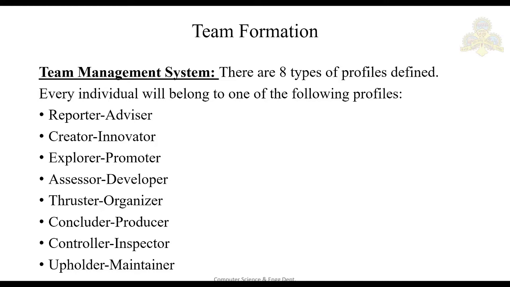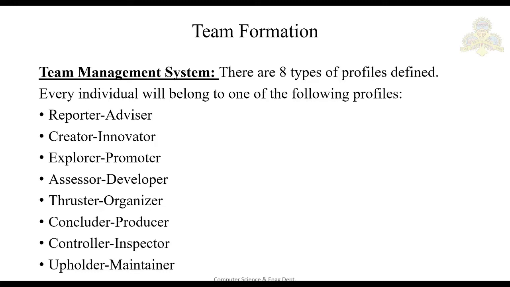Okay. Next one is thruster organizer. That means these are the result oriented people. They make quick decisions. Next one is concluder producer. So these are practical people. They are systematic in planning and working.